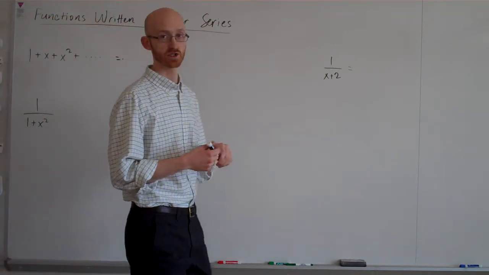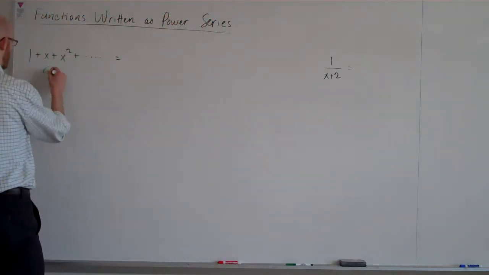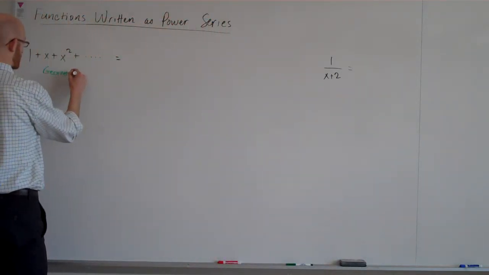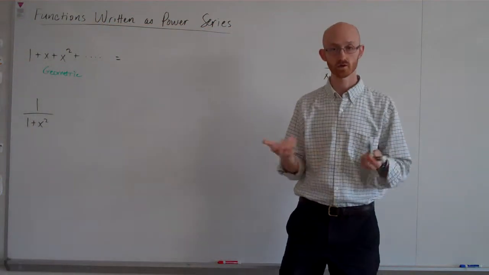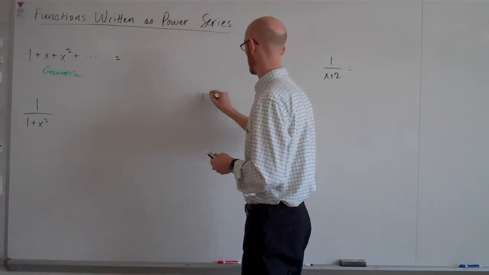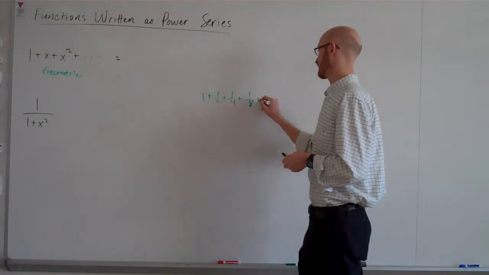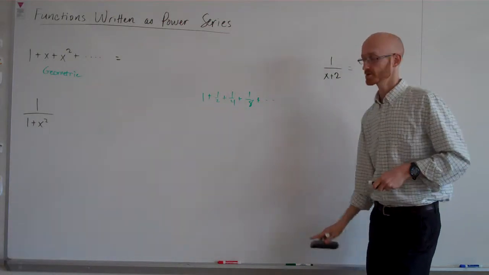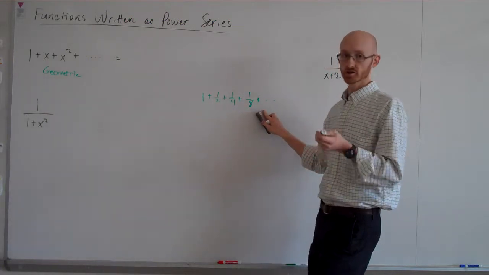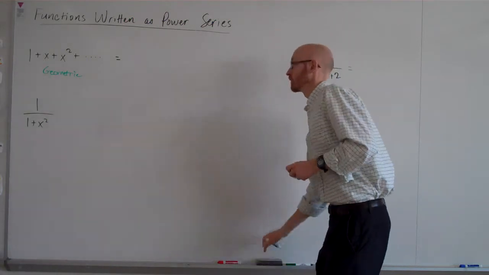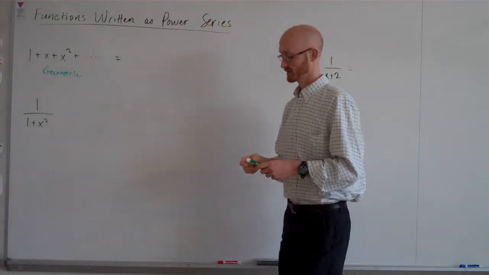This thing is, of course, geometric. I should probably write that in here. So this is geometric, and hopefully you know a geometric series, or you understand what that is. For example, 1 plus a half, plus a fourth, plus an eighth, etc. This thing converges, of course. Its common ratio is less than 1, right? So this is a more generalized one, 1 plus x squared, etc.